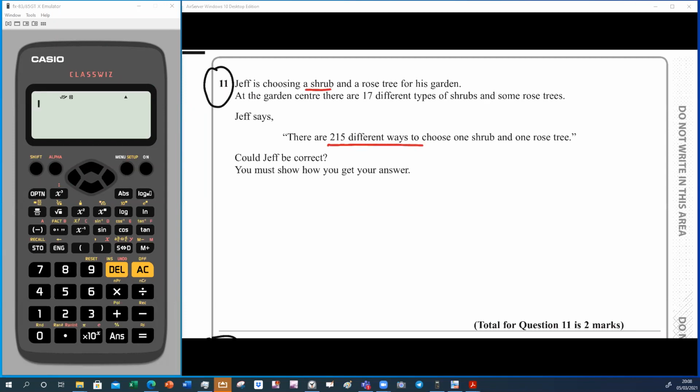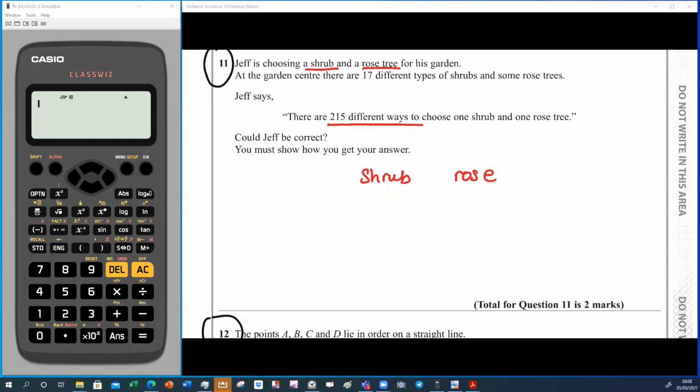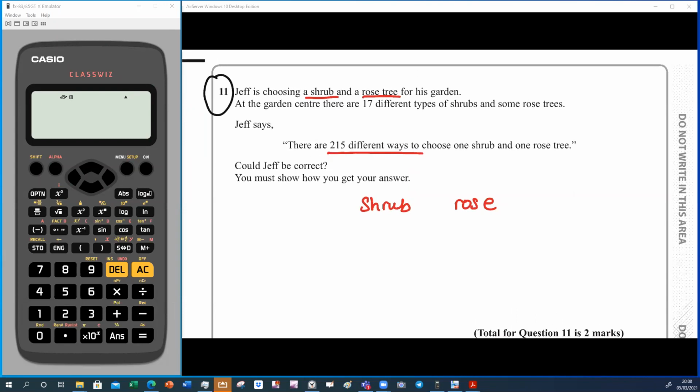If you've got two types of trees, you have a shrub one and a rose one. So many shrubs and so many roses. Well, we know there's 17 types of shrubs. So if you want to work out the number of combinations, what would we do with those two? What would you do with the number of shrubs and the number of roses to work out the total combinations? You'd have to times them.